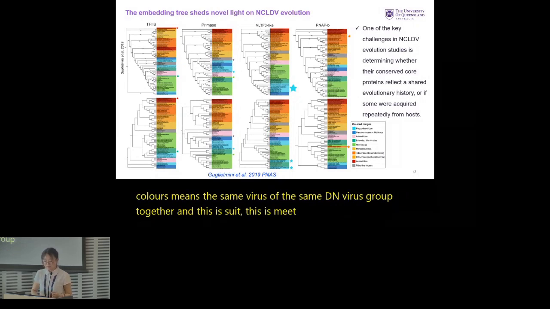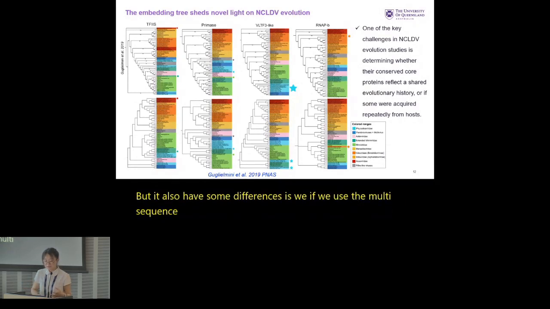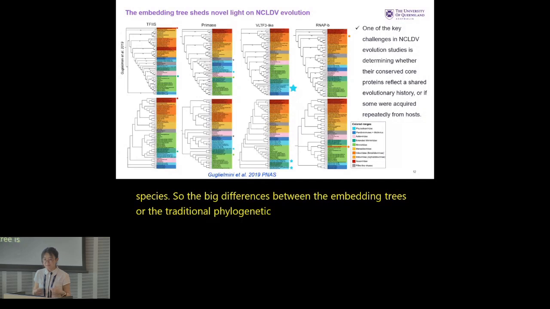But it also has some differences. If we use a multi-sequence alignment that contains a lot of gaps, our embedding tree groups the virus with other members from other viral species. So the big difference between the embedding trees and the traditional phylogenetic tree is that the embedding tree is more sensitive to the gaps, which the traditional method usually ignores.